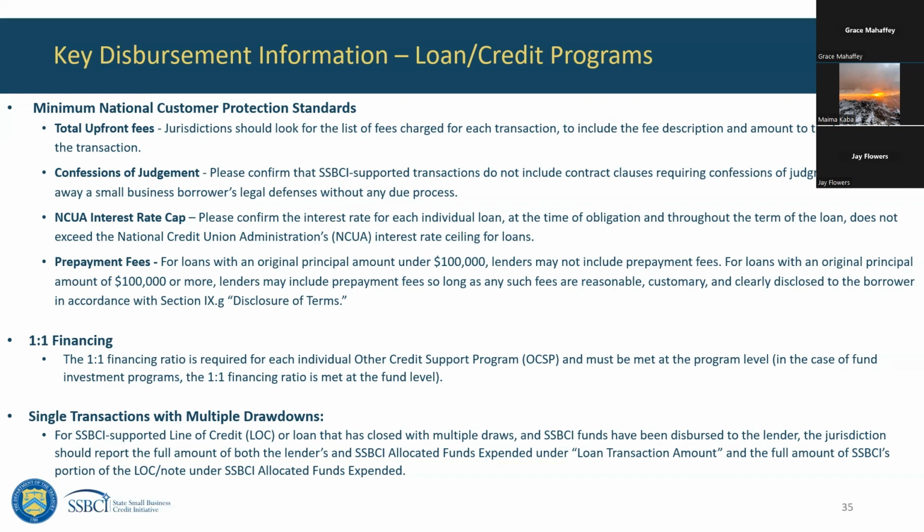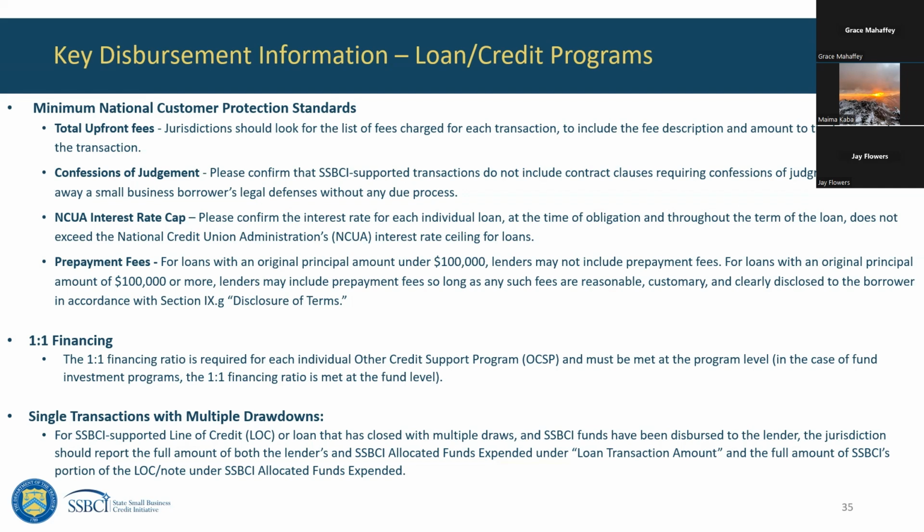And we also have this element that we always like to call out relating to the one-to-one financing. The one-to-one financing ratio is required for each individual OSCP and must be met at the program level in the case of fund investment programs. And a one-to-one financing ratio is met at the transaction level. At the program level for the fund investment programs. Stumbled a little bit.